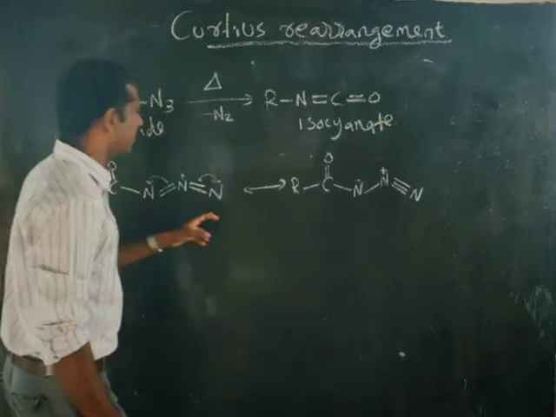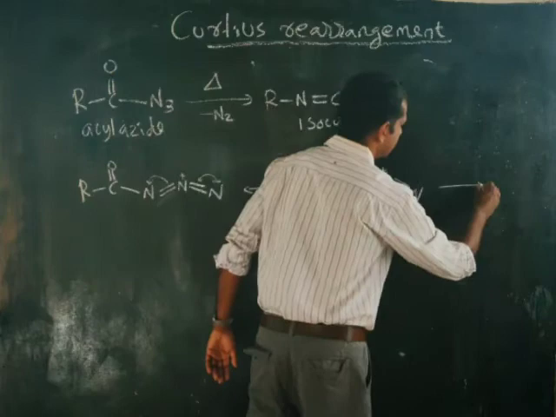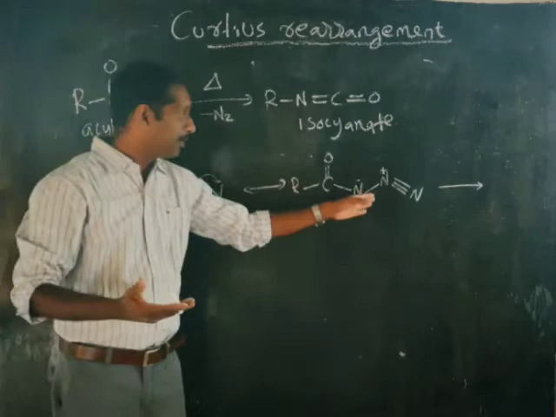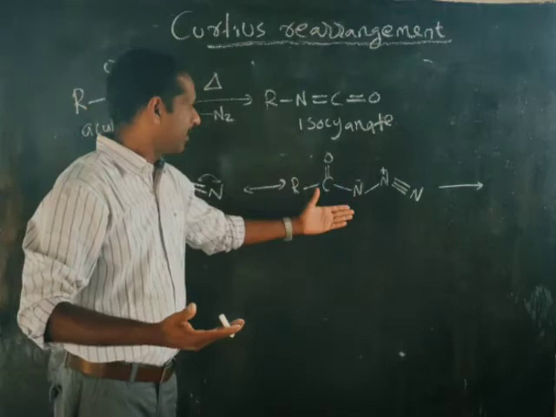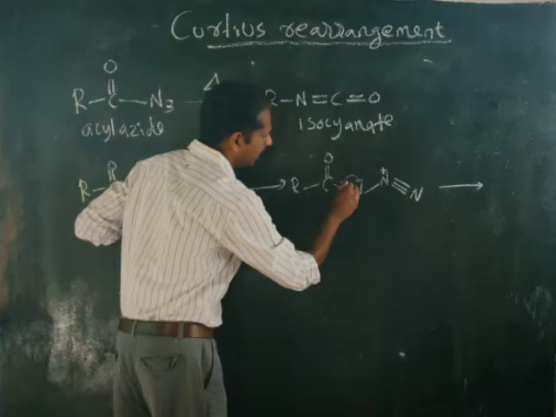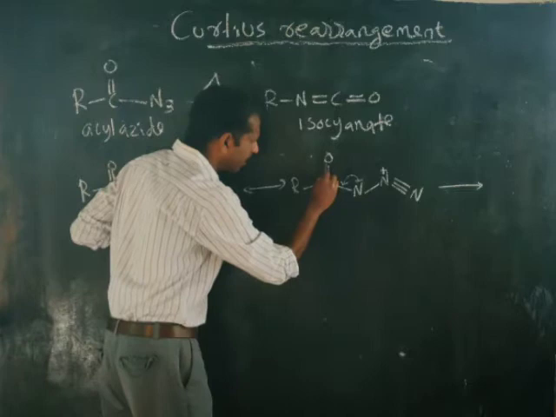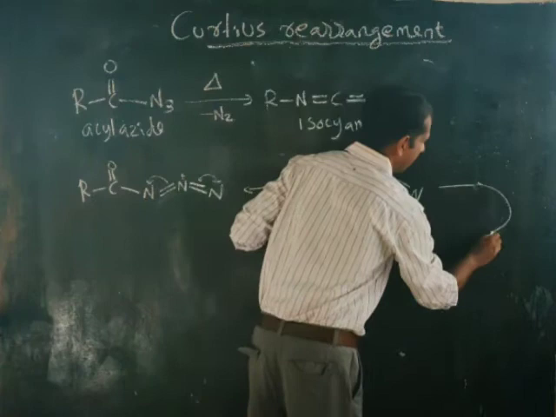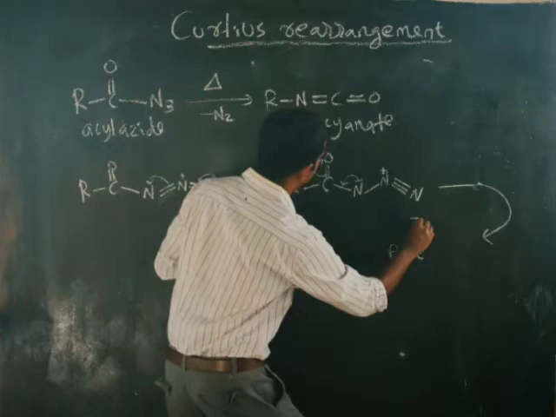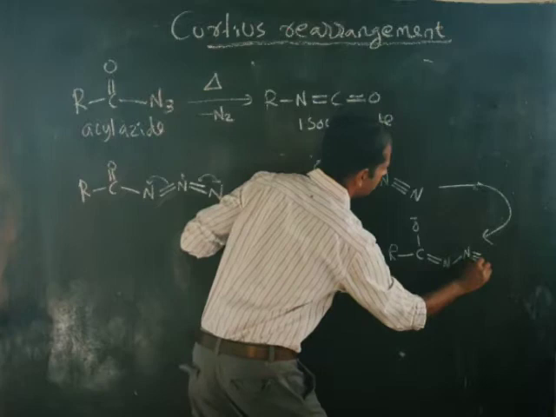Now in the next stage, this type of rearrangement we have discussed in the Hofmann rearrangement. The same mechanism is operating here also. You can see that this pair of electrons is moving to here. Then, as we discussed in the Hofmann reaction, one of this pair of electrons is moving to oxygen. Clear? Here it is R, this will become O minus, and here it will become double bond N, and here there is no change, N triple bond N with the positive charge.